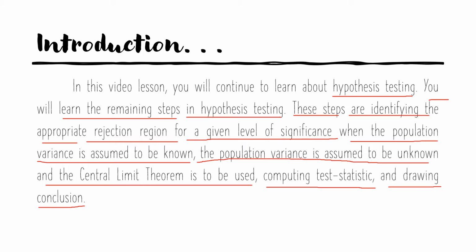So those computed Z and T values will serve as our basis in making our conclusion, if we're going to reject or not reject your null or your alternative hypothesis.